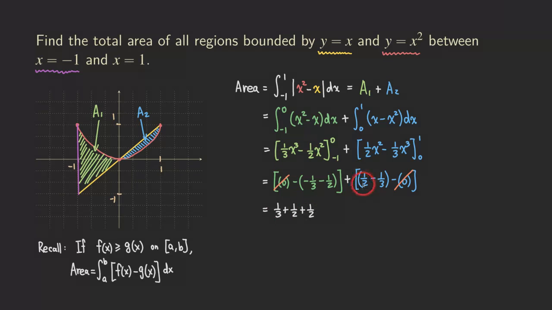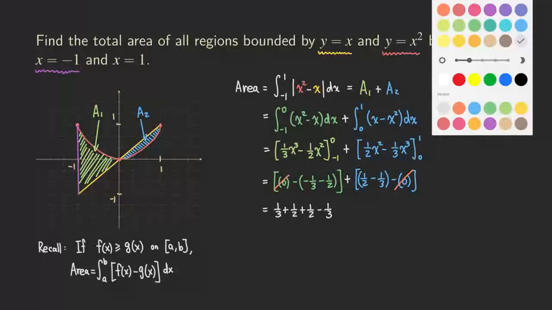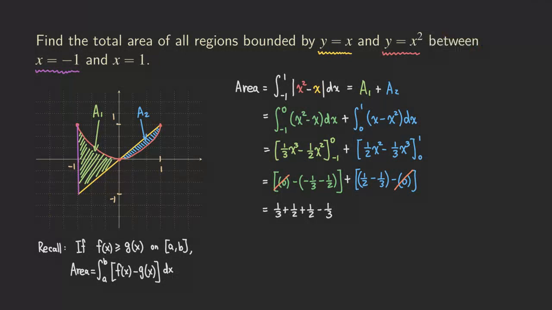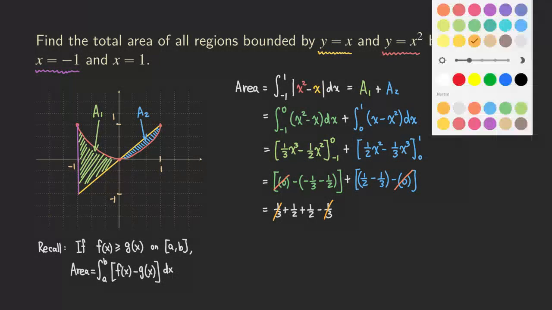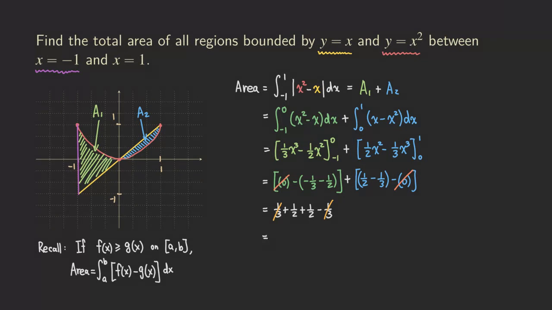That's from here, and then also -1 over 3. See what's going on here? The -1 over 3 will cancel each other out, right? So they get canceled. So what do we get here? We just get the answer to be 1. So we get the final answer. So the answer is 1. The total area is 1.